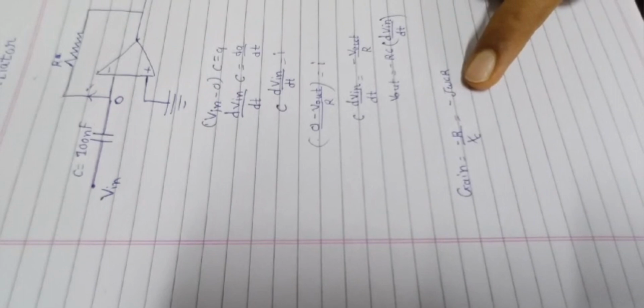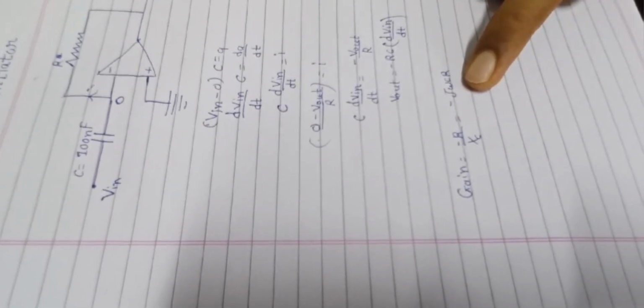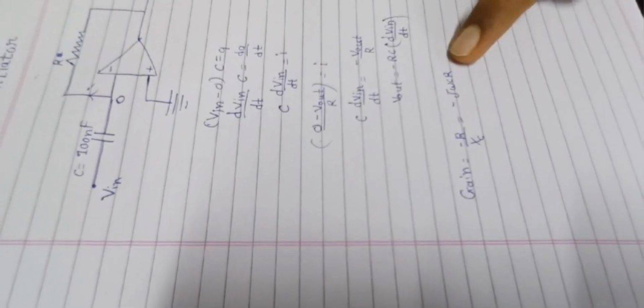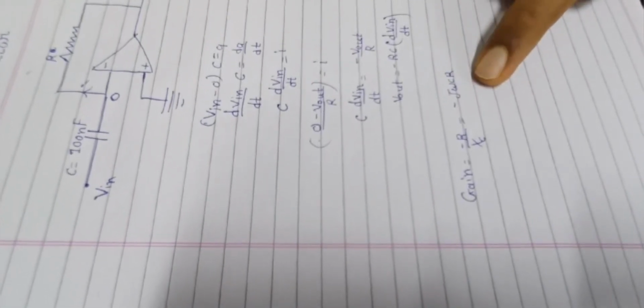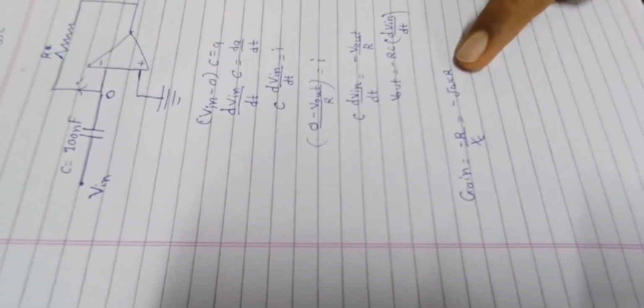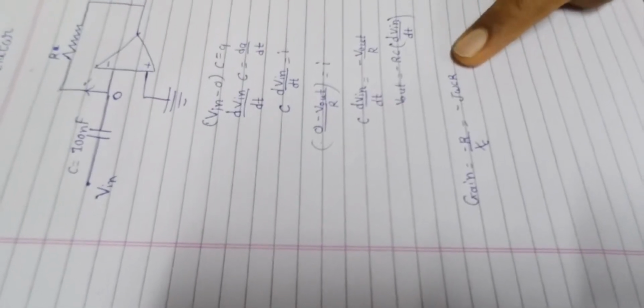The minus sign indicates that there is a phase shift of 90 degrees. Omega, C and R indicate that the gain is proportional to the frequency of the input wave. It is also proportional to the capacitance of the capacitor and the resistance of the resistor.